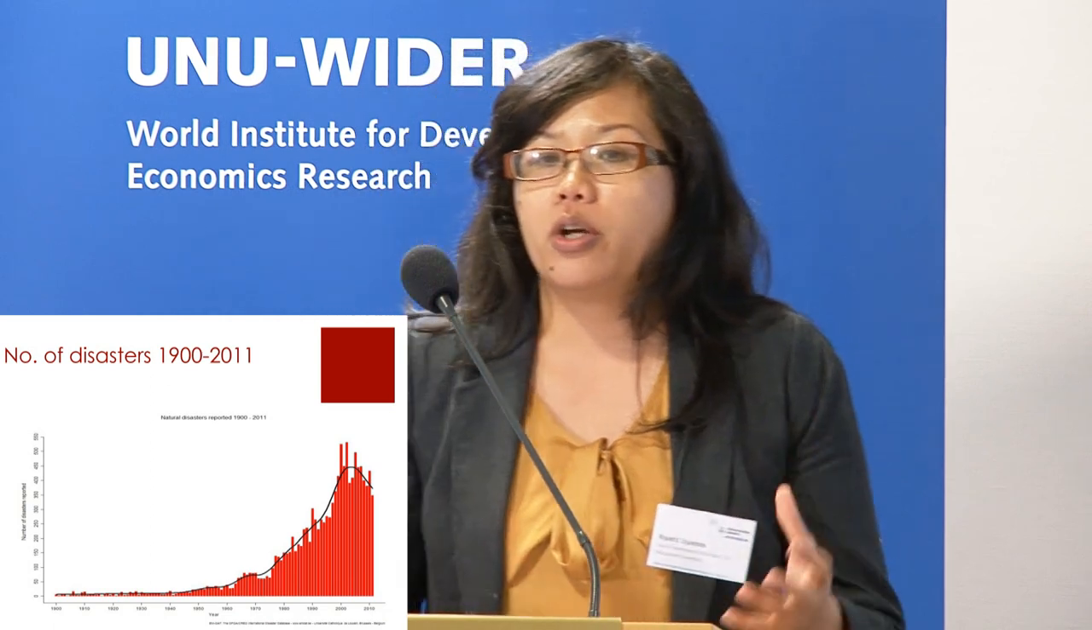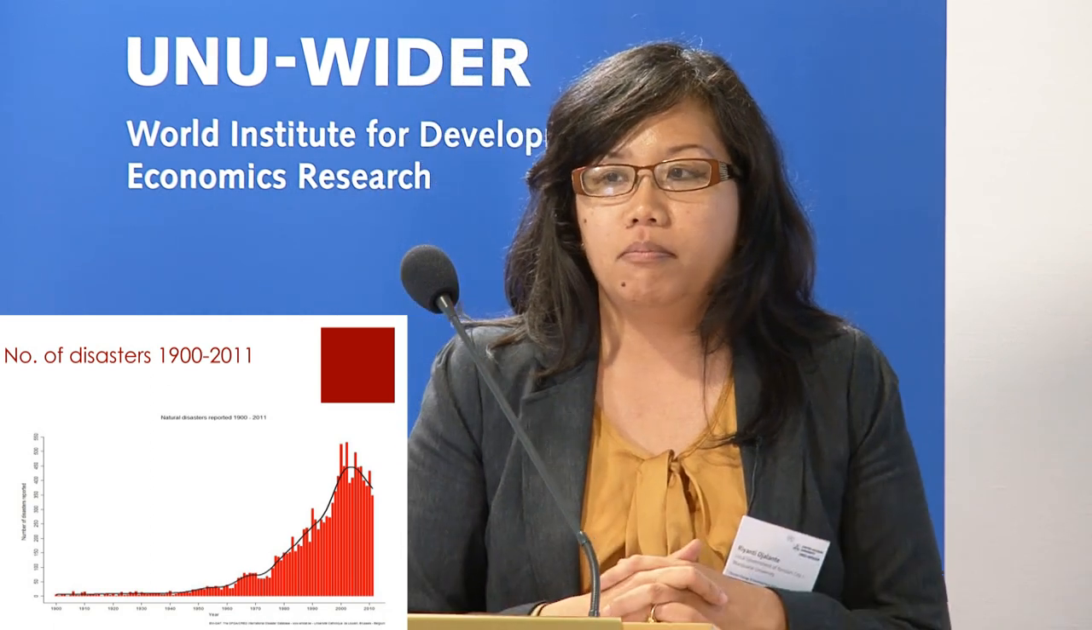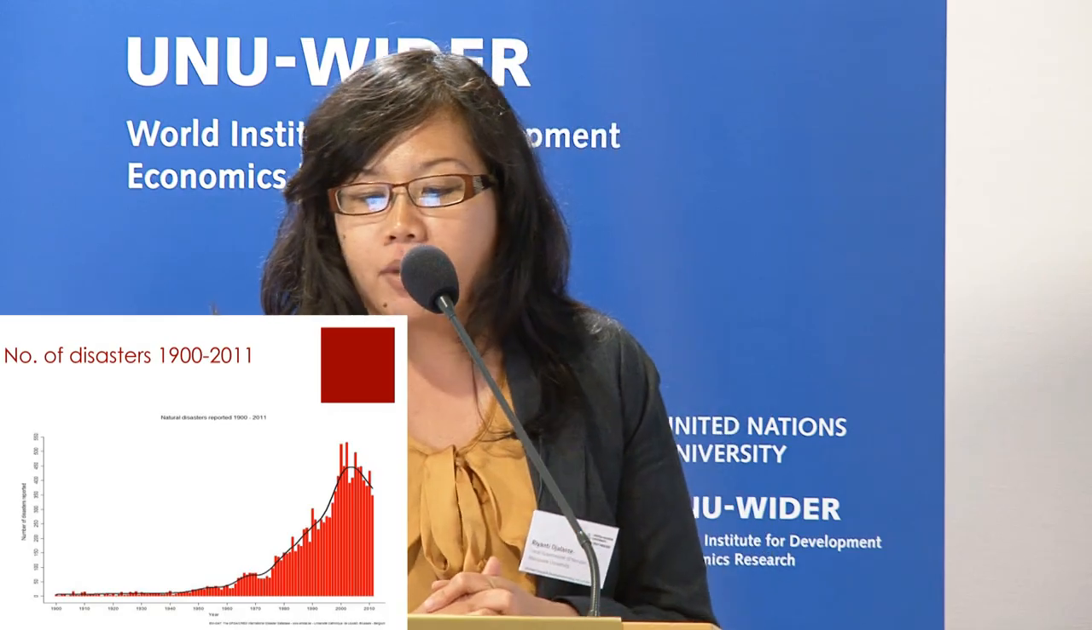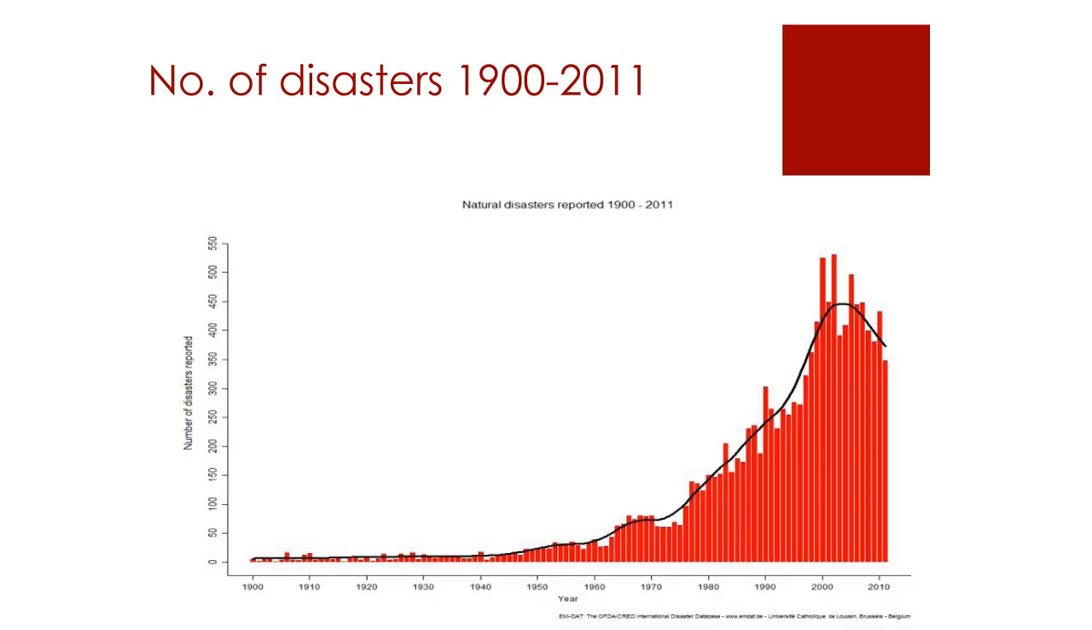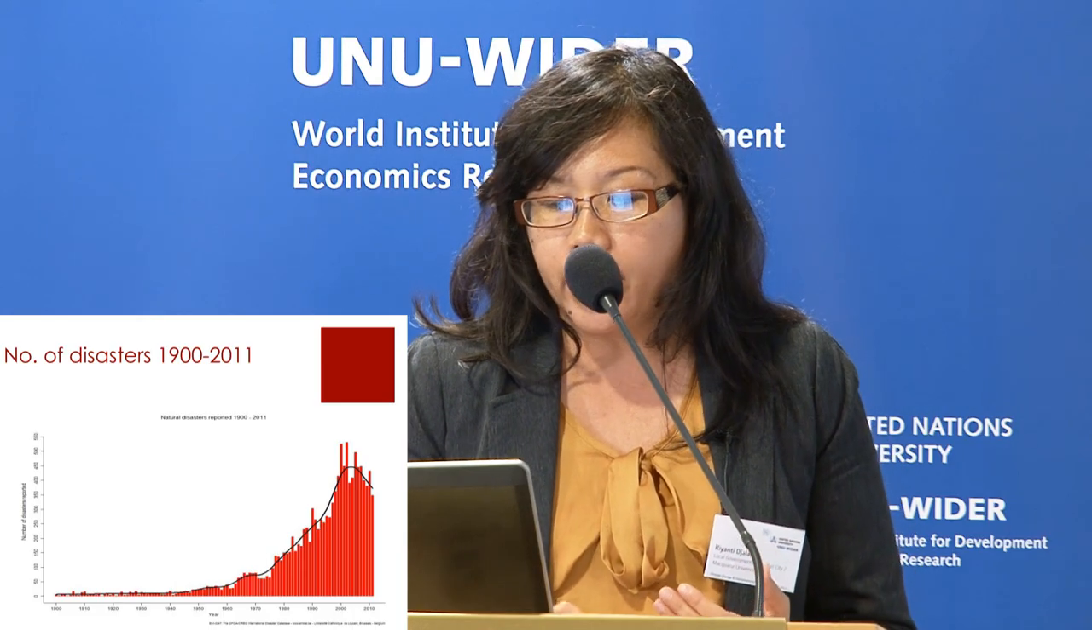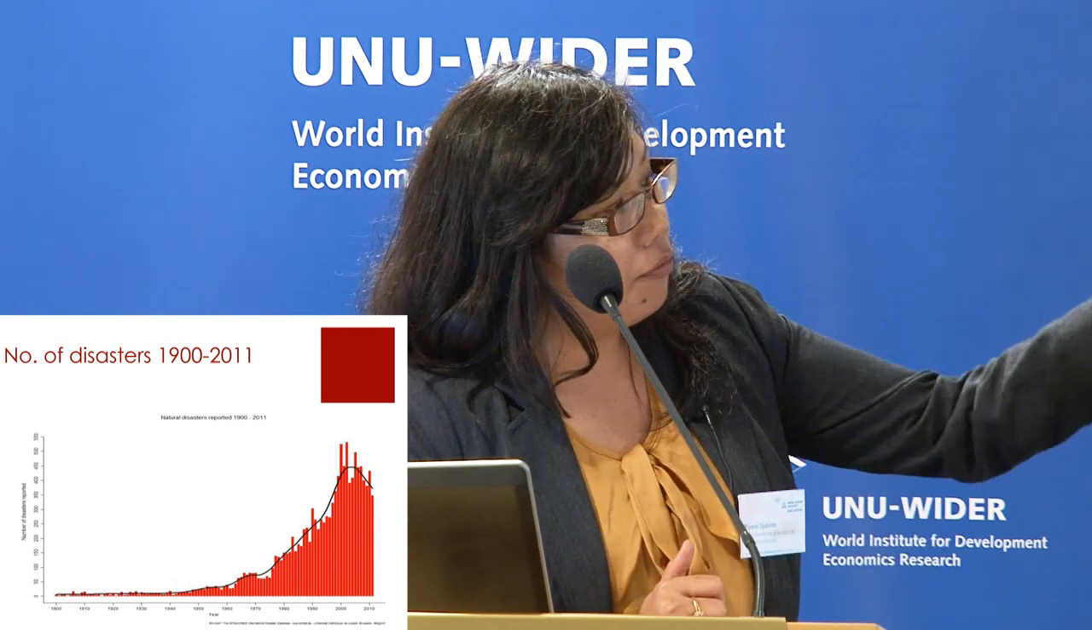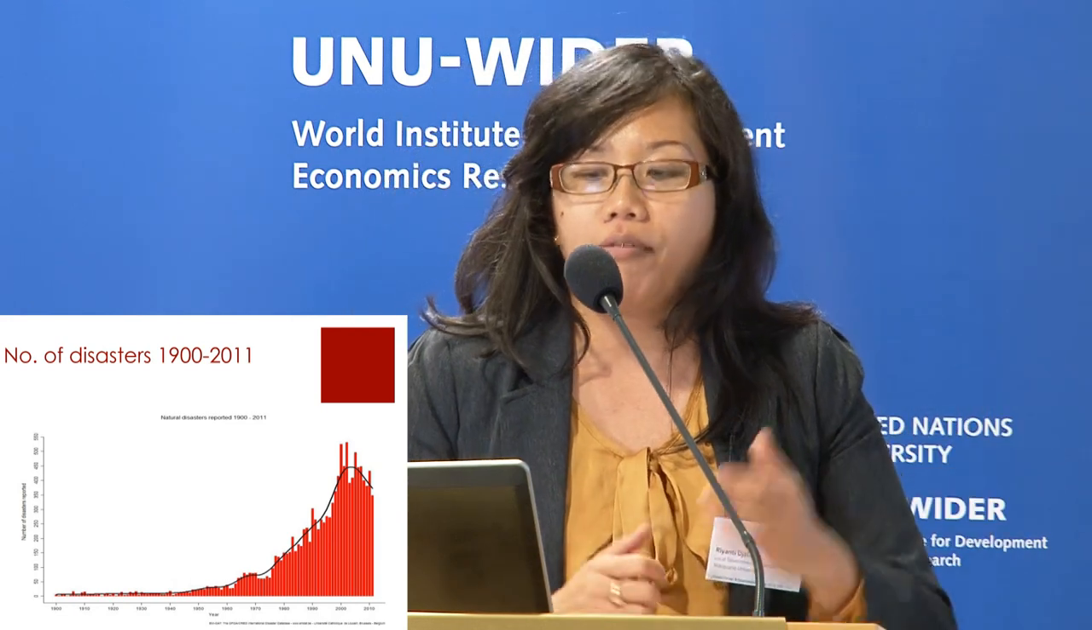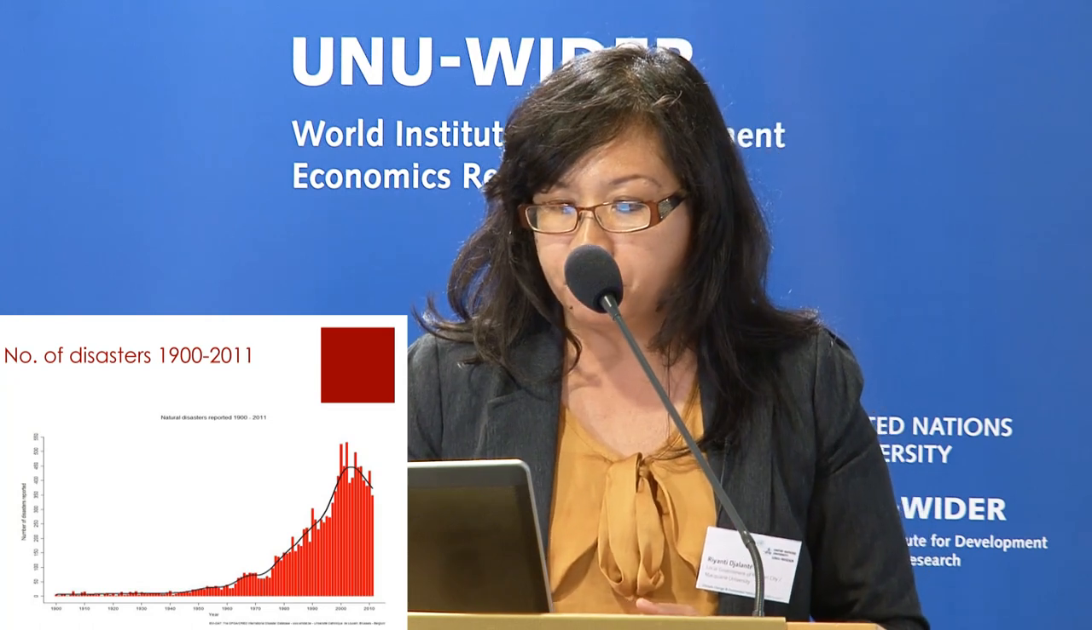Let me give you a description of how disasters trend globally. As you can see from this picture, the number of disasters in the last 110 years or so has increased dramatically, especially since 1950, when it goes up exponentially. So disasters are occurring more and more nowadays, even though around the middle of 2005 it decreases slightly.